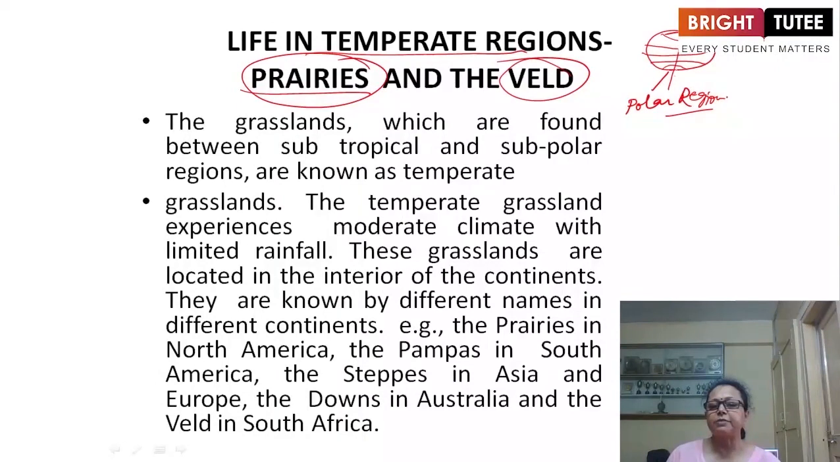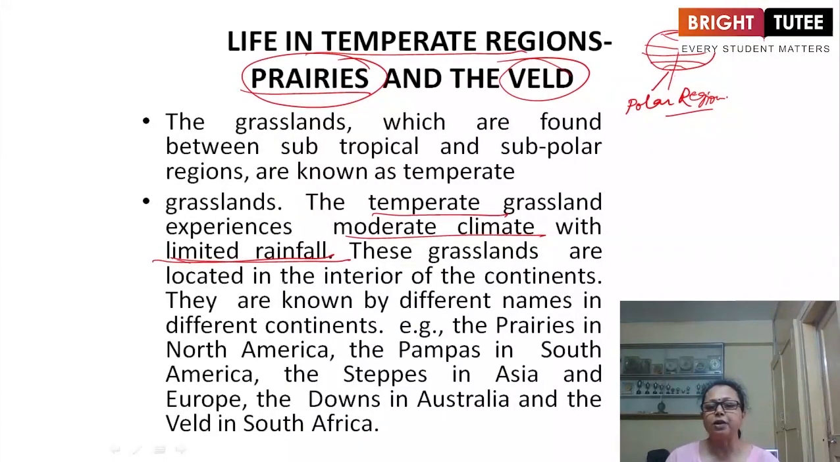The grasslands which are found between subtropical and subpolar regions are known as temperate grasslands. These grasslands experience moderate climate with limited rainfall. These are the special features of the temperate grasslands. Moderate climate, and what is the importance of this moderate climate? What is the important feature of moderate climate? Limited rainfall is the most important feature of the moderate climate.